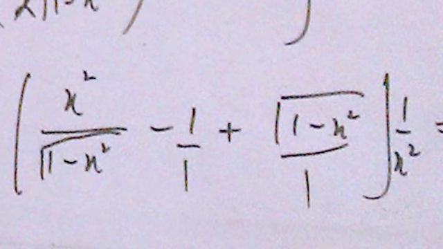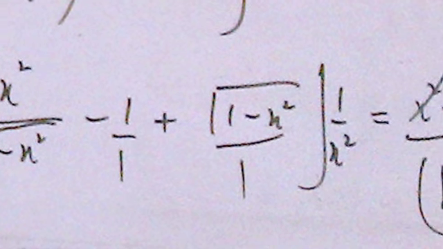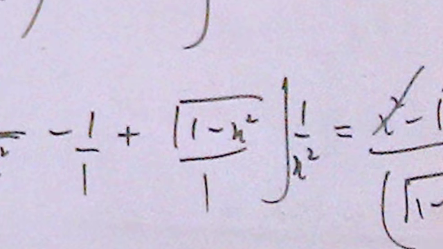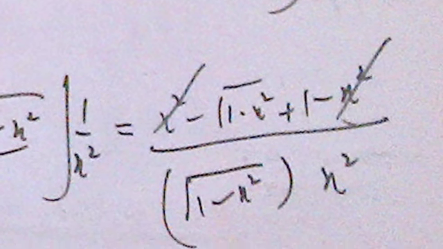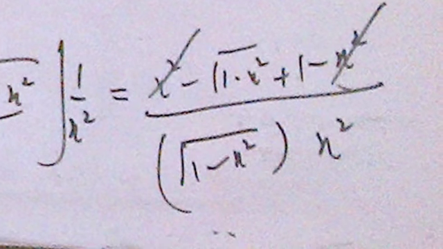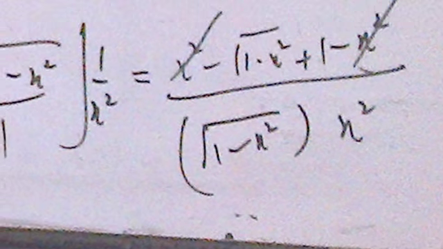Then we take LCM, and in denominator 1 minus x square, it multiplies by the 1 and then multiplies with this value, and this becomes whole square. And x square by x square, we get these values in plus and minus, and this is your answer.